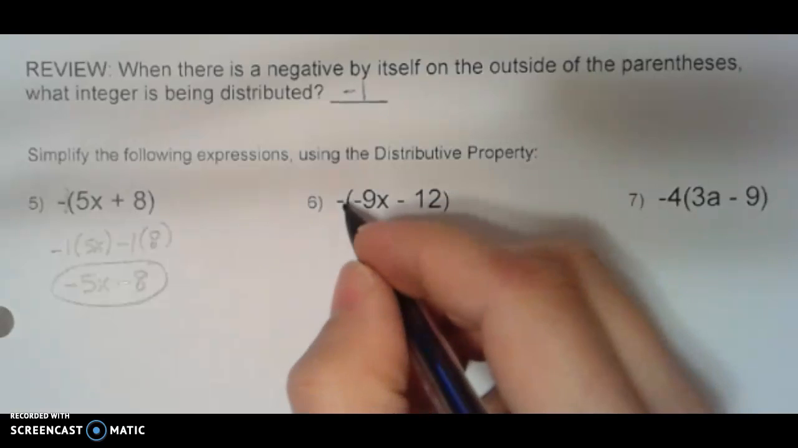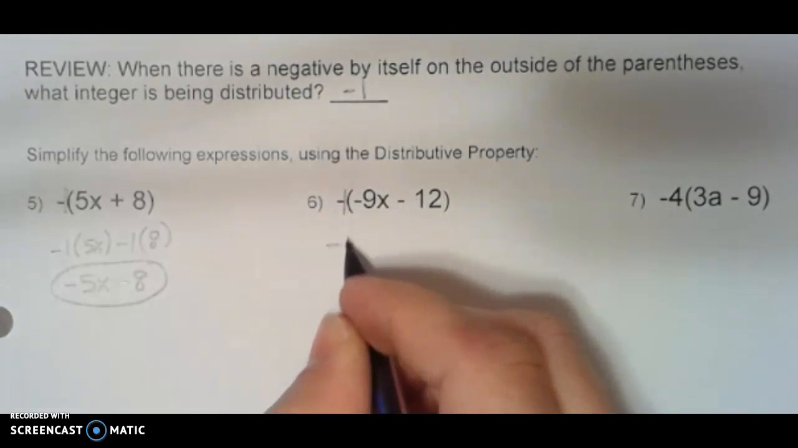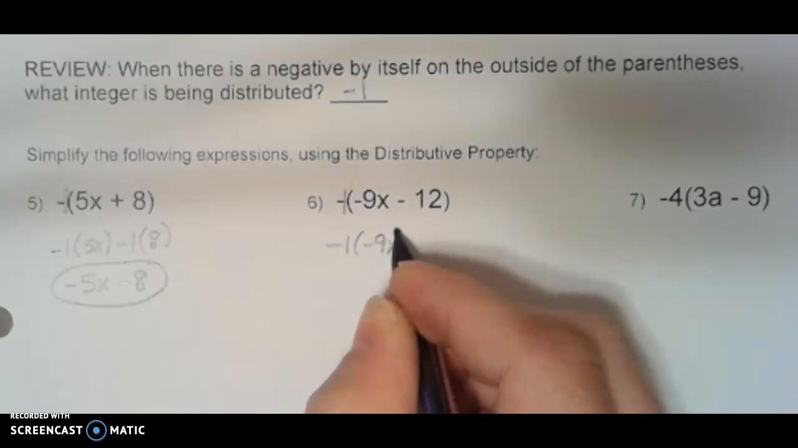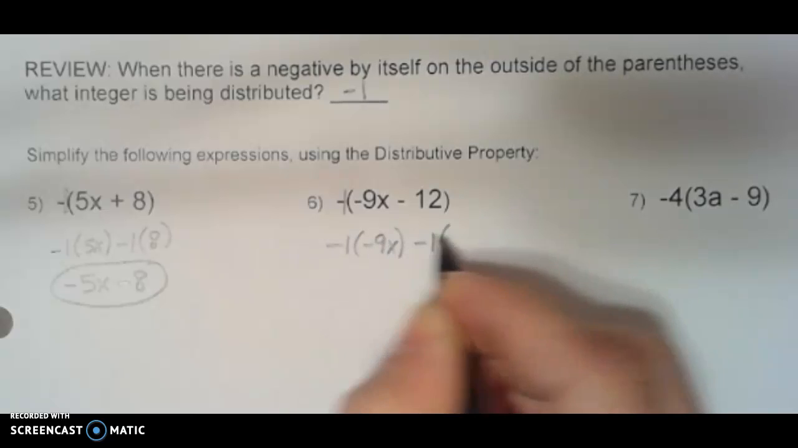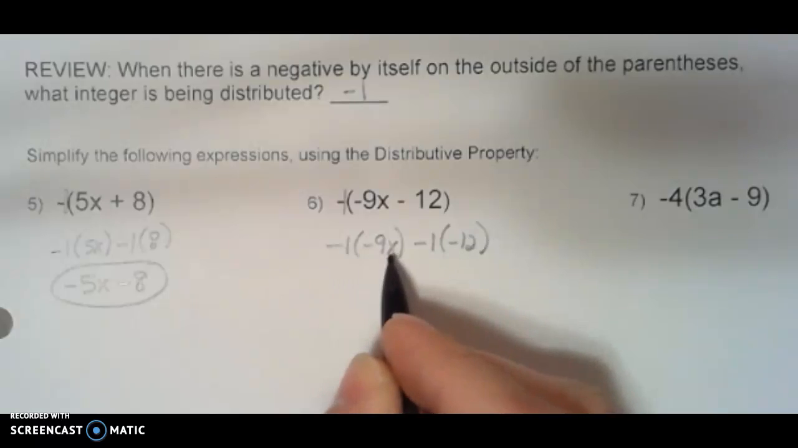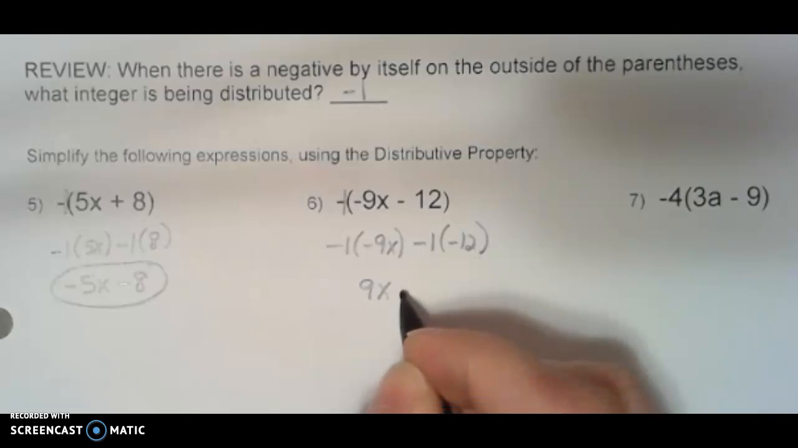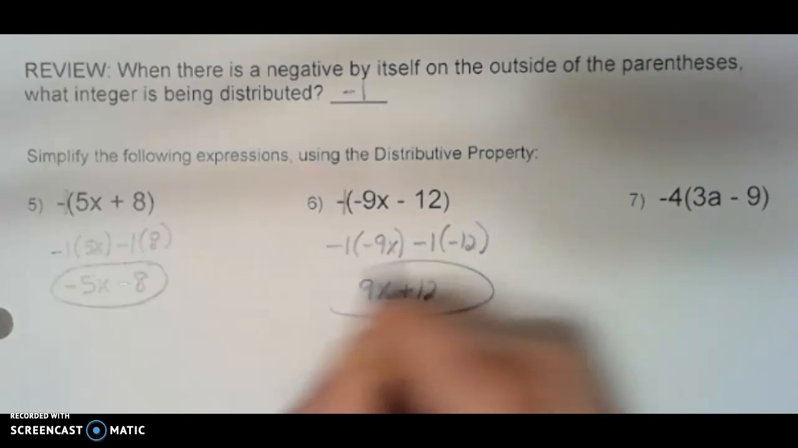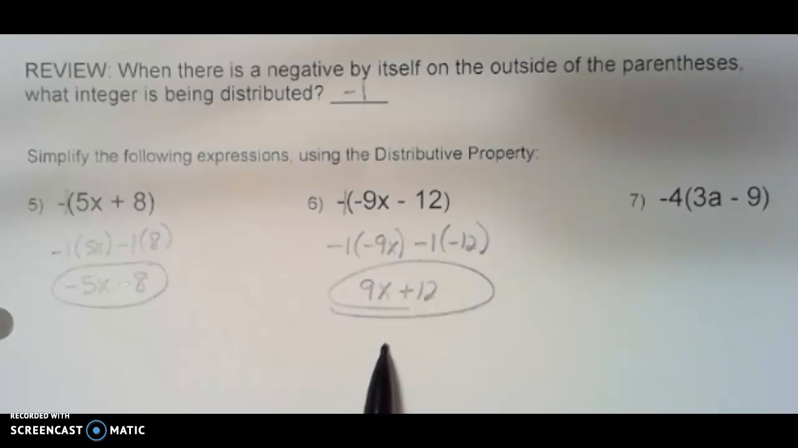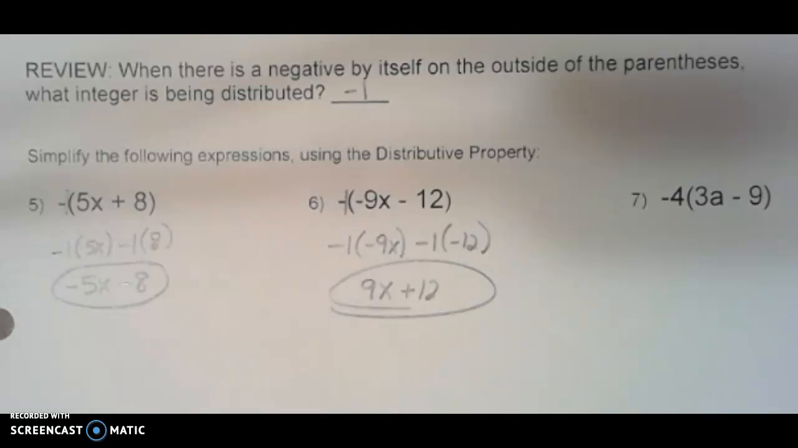In the next example, again, that's a -1 outside of the parentheses. So we'll do -1 times -9x minus 1 times -12. And -1 times -9x is positive 9x. -1 times -12 is positive 12. So the equivalent expression says 9x plus 12. Okay, so again, if you have that negative all by itself on the outside of the parentheses, that's the number -1.